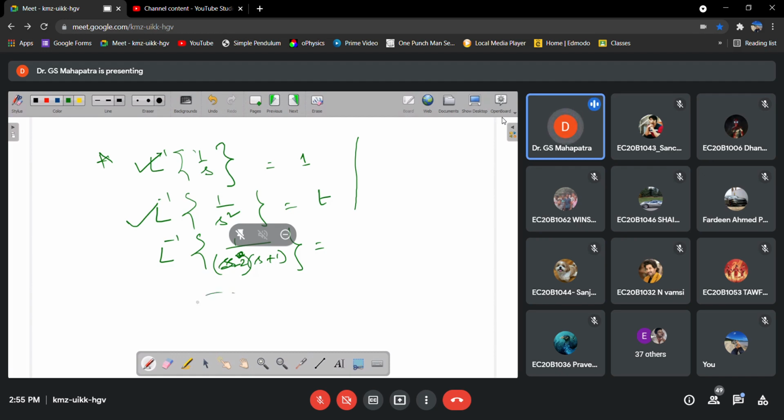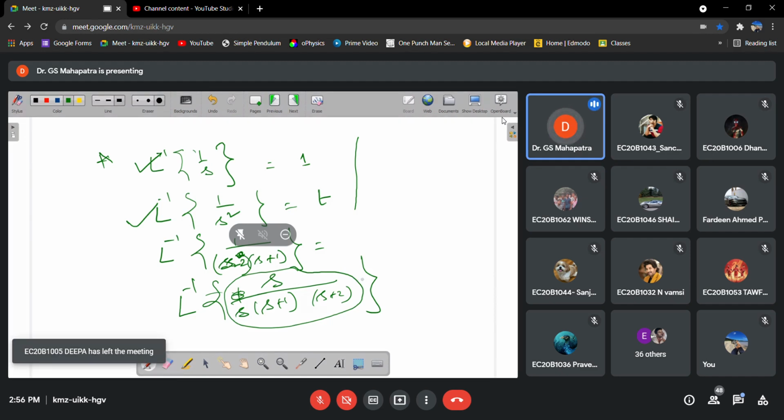Or next, 1 by s into s plus 1 into s plus 2. So one function is given, after taking the Laplace transform you got this type of answer. Now this is useless if you are not able to find the inverse of that. Correct or not? Since our target is t, the original variable. For your purpose only, you are changing to capital S. But again, you have to take the inverse Laplace transform to find it in terms of a function of t.